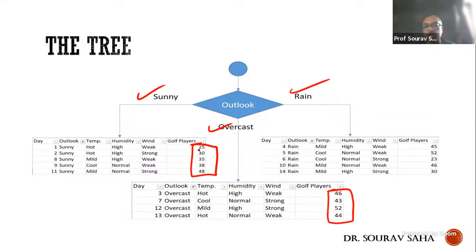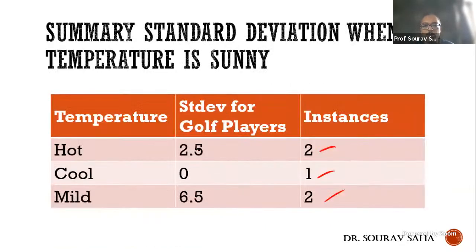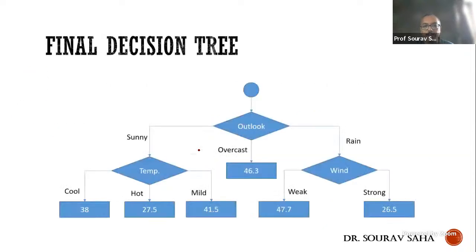Here for the overcast case, you're seeing that there are already 4 records, which is less than 5, so we will not split it further. This is the prediction for outlook overcast. This is the prediction for outlook sunny, where we split by temperature: cool, hot, mild. So these are the predictions. If it's rainy, we split by the wind: weak, strong. That's the final regression tree that we have arrived at.